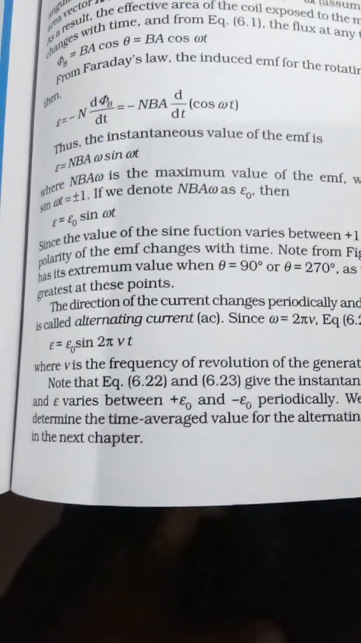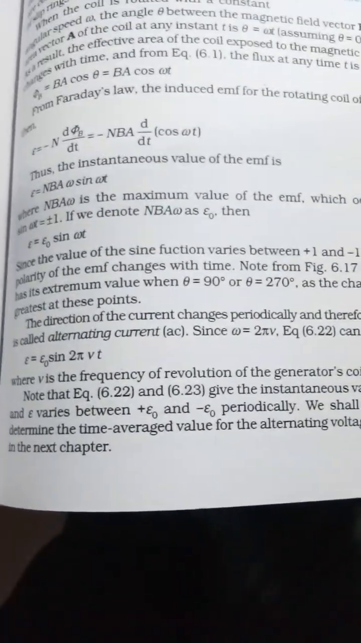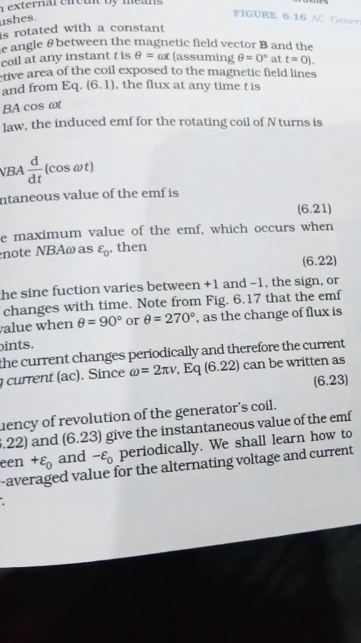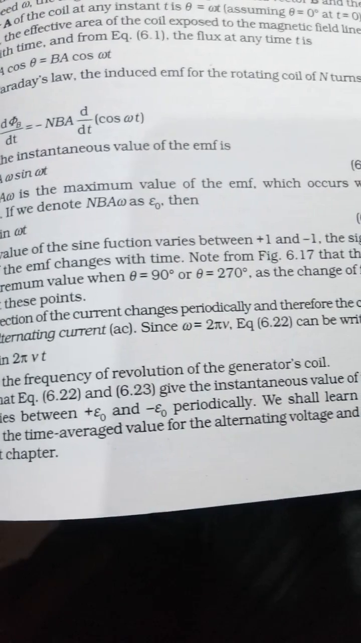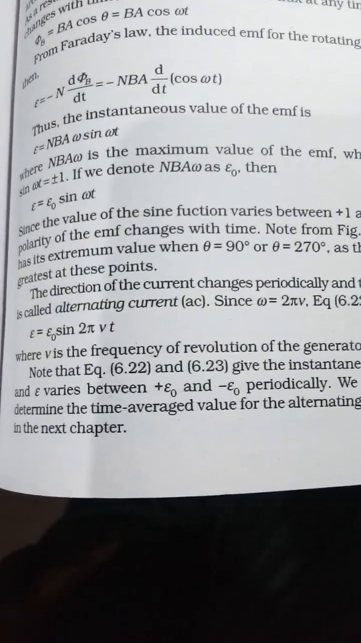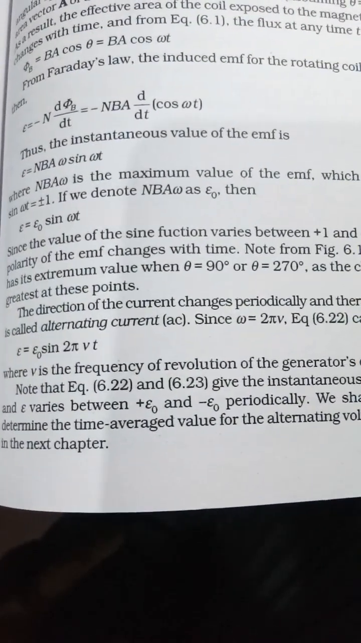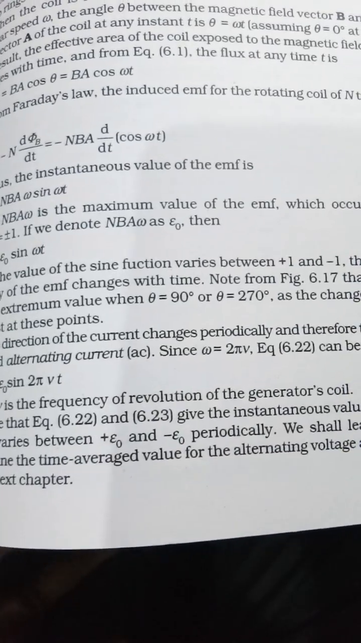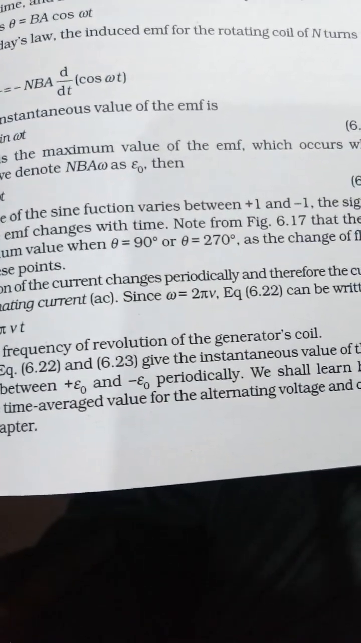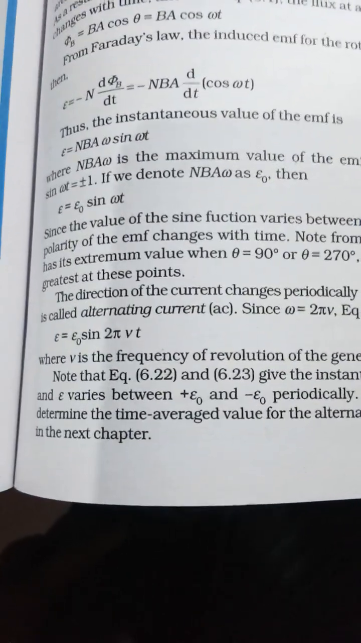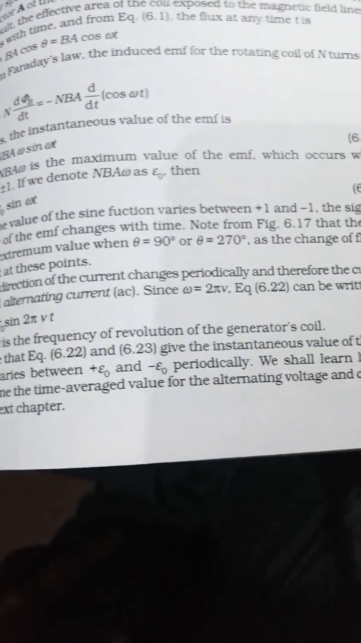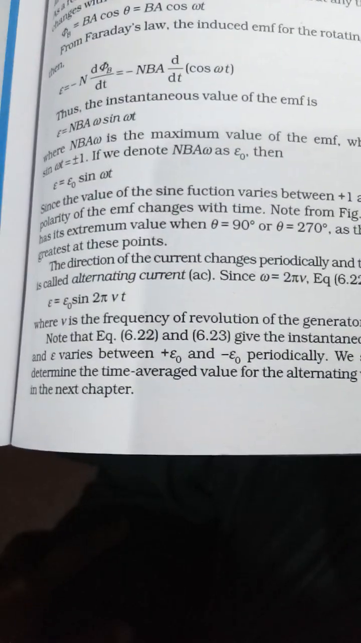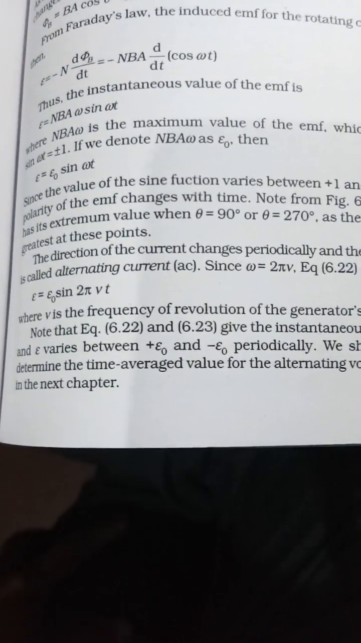Here you will see that since the value of the sine function varies between plus 1 and minus 1, the sign or polarity of the EMF changes with time. Note from figure 6.17 that the EMF has its extremum value when angle theta is equal to 90 degrees, theta is equal to 270 degrees, and the change of the flux is greatest at this point. The direction of the current changes periodically, and therefore the current is called alternating current.